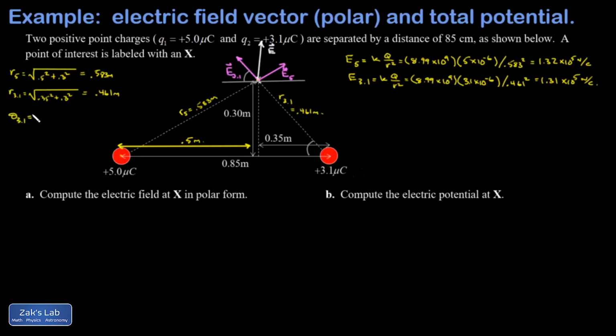And that's the angle whose tangent is 0.3 over 0.35. When I run the numbers on that, I get 40.6 degrees. I also see that this angle at the bottom by the 5 micro-Coulomb charge is the same as this angle up where the electric field is, and I'm going to call that theta 5.